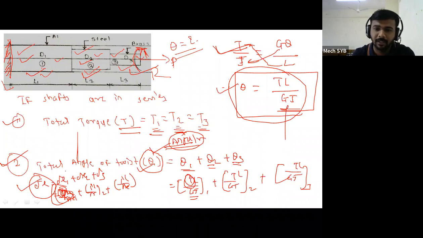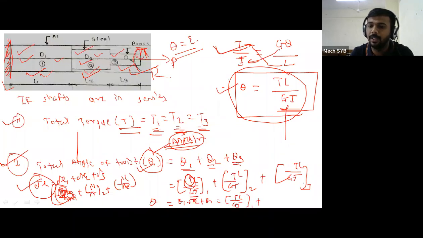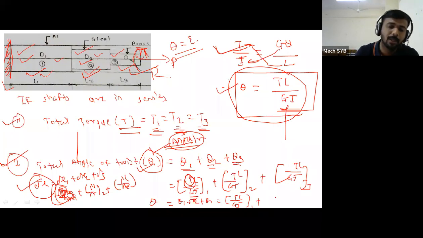And then below that, again, capital theta is equal to theta 1 plus theta 2 plus theta 3, which is equal to T into L divided by G into J of section number 1 plus T into L divided by G into J of section number 2 plus T into L divided by G into J of section number 3. That means the sum of all the thetas is your total angle of twist, and theta is called an angular deformation. This is not a linear deformation.